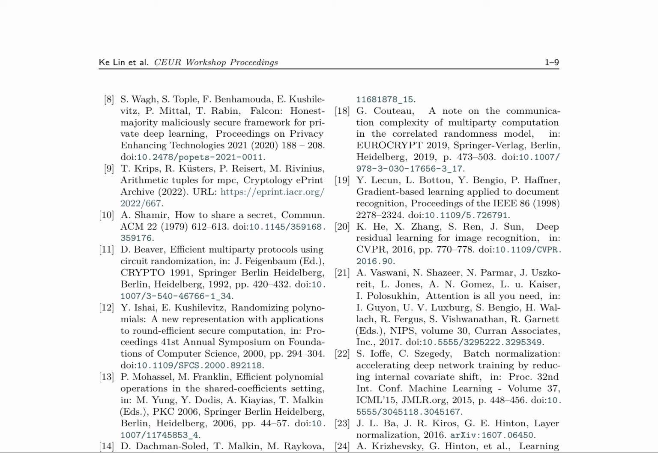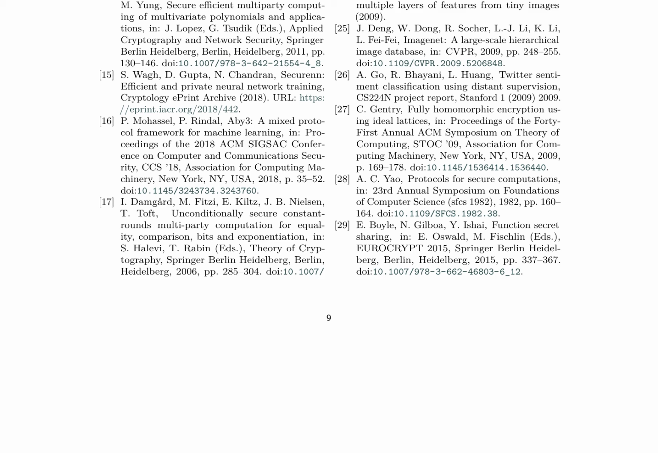settings. The Falcon protocol, arithmetic tuples for MPC, and randomizing polynomials are fundamental cryptographic protocols that form the foundation of secure neural network training. Circuit randomization plays a key role in enhancing the efficiency and security of MPC protocols. Mixed protocols, such as ABY3, combine different cryptographic techniques to achieve optimal performance and security.